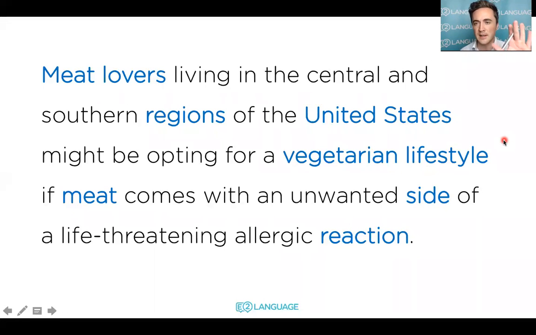So let's have a look at the adjectives. We know what the nouns are. We know that adjectives describe nouns. So let's find the adjectives. Here they are. Central region, southern region. Now these are two adjectives before the noun, but that's fine. Central region, southern region. Cool. We found one. Now, lifestyle's the noun. What kind of lifestyle? A vegetarian lifestyle. This word here is actually describing the noun.